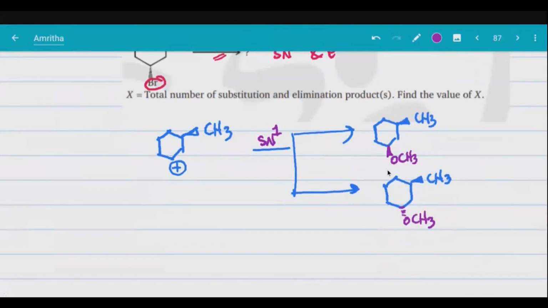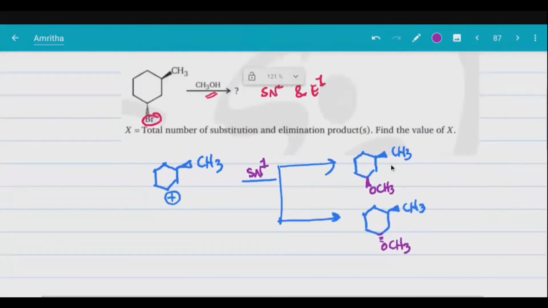Is there any other product? No, right? Only two, because secondary. Again, you can't shift to this position or this position, because again it becomes secondary. Only look at the next carbon. Don't look at the third carbon or fourth carbon. Just look at adjacent carbons. Is there any rearrangement? No, because there is no extra stability. So two products are there, SN1.